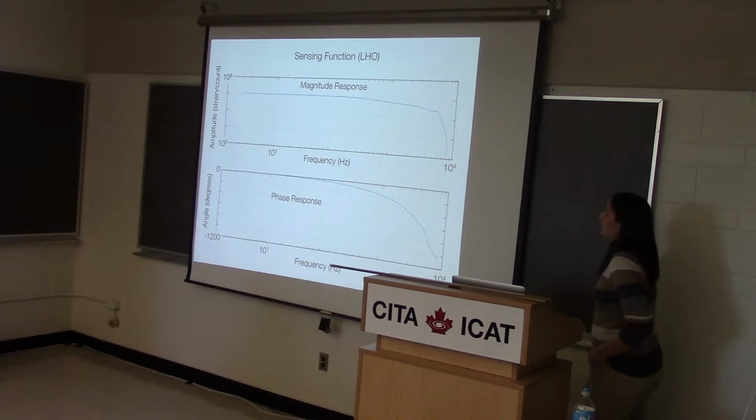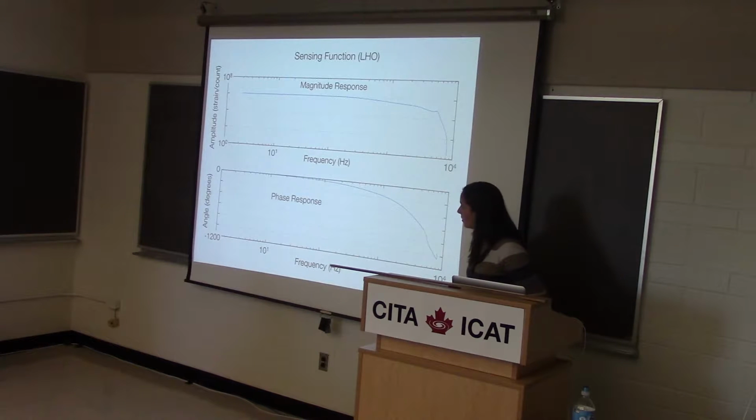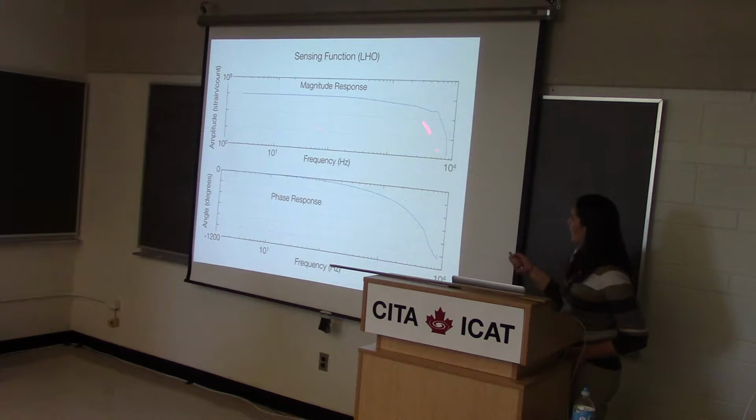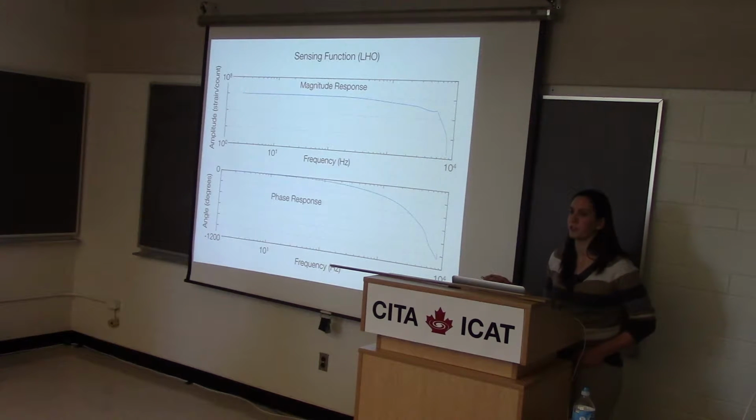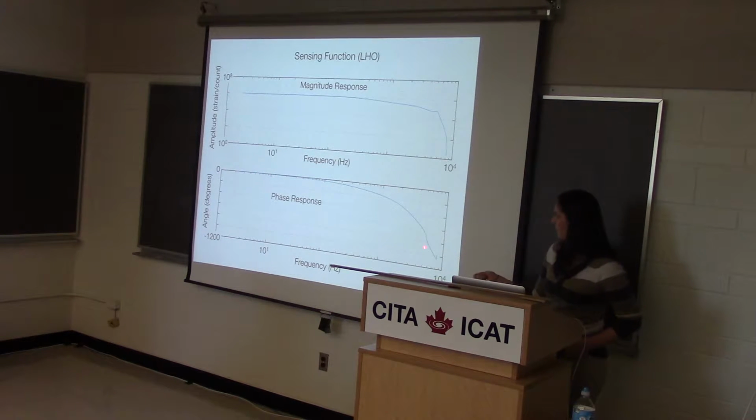So here's just a plot of what the sensing function looks like. This is the Hanford sensing function, taken based on measurements made at the beginning of the first observing run. This is just a Bode plot of magnitude and phase response. You can see this looks like a low-pass filter with some other features from some electronic stuff. The cavity pole sits around 300 to 400 hertz, which is about 1 over the light storage time. And then you can see this is the delay.